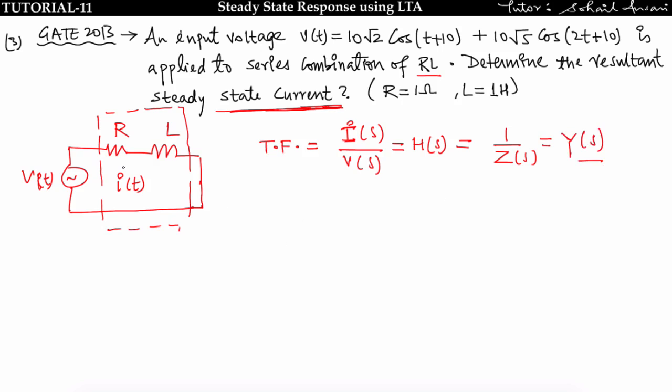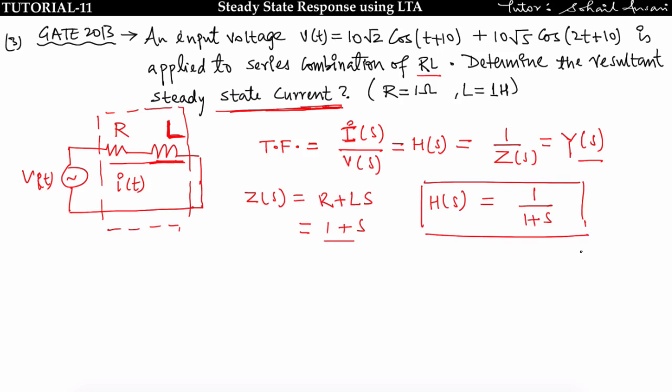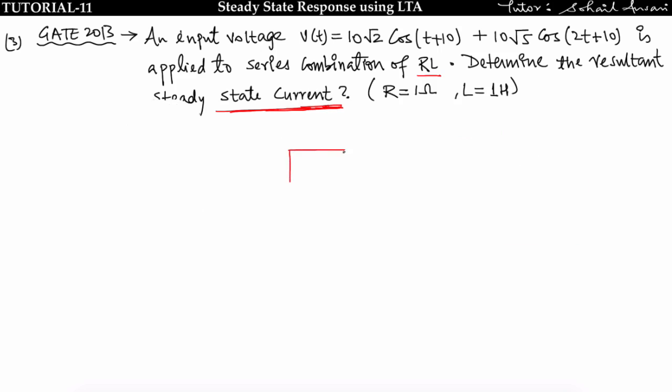So the impedance of the system is Z(s) equal to R plus L. In the s domain, the inductive reactance is given by Ls, that means R plus Ls. Put the value of R is 1, L is 1: 1 plus s, meaning H(s) is equal to 1 by 1 plus s. Now replace the whole circuit with one block having transfer function 1 by 1 plus s, and input is given by V(t), and we are taking output I(t).